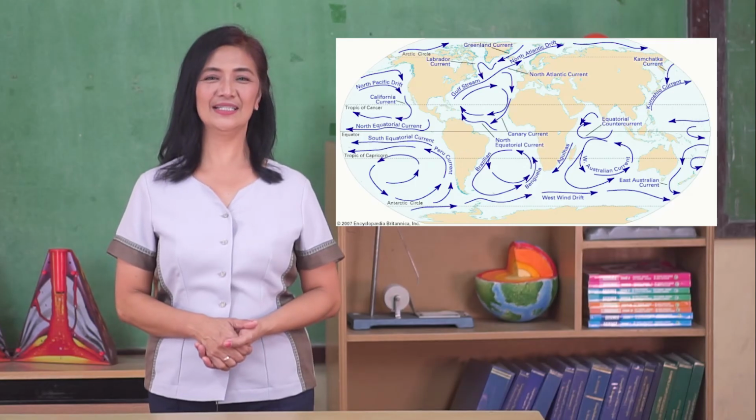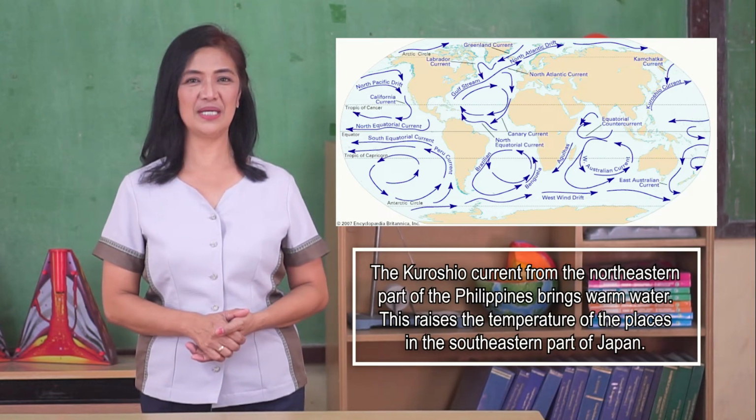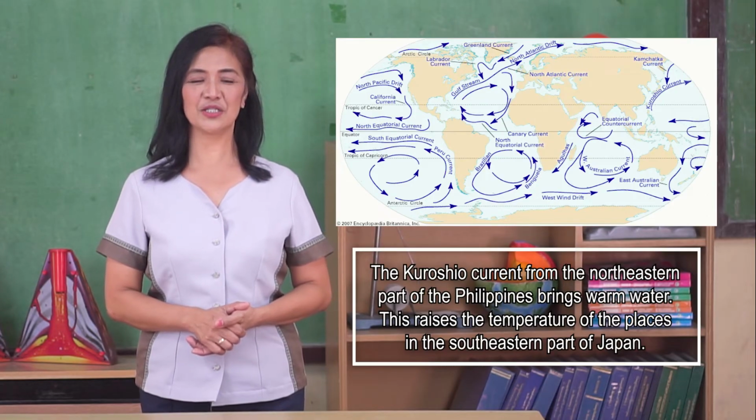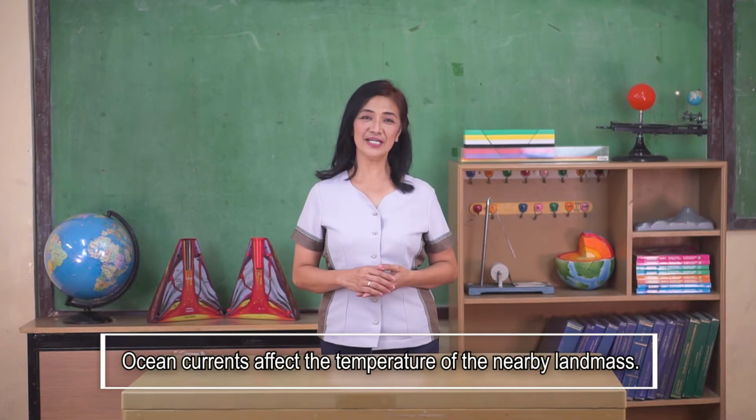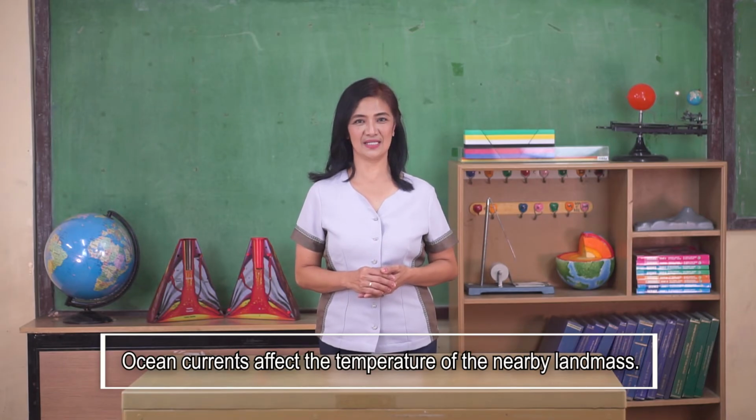On the other hand, the Kuroshio current from the northeastern part of the Philippines brings warm water. This raises the temperature of the places in the southeastern part of Japan. How does the ocean current affect the climate of a particular area? Ocean currents affect the temperature of the nearby landmass.